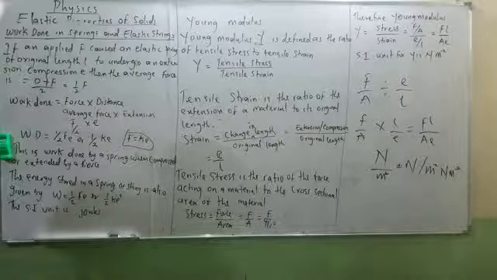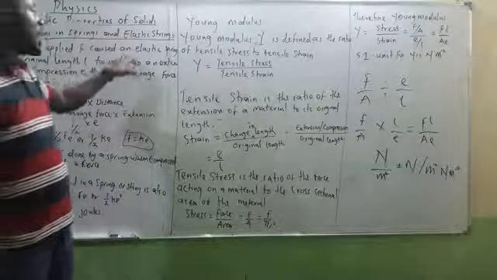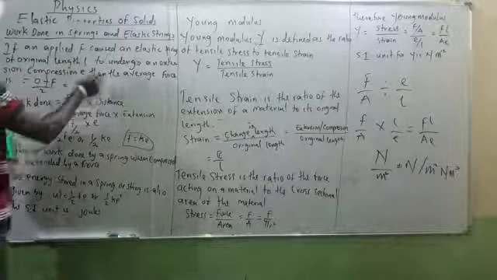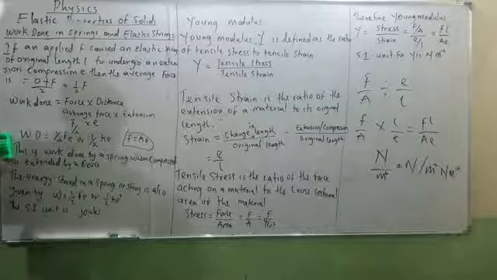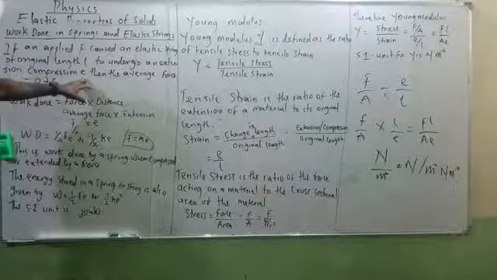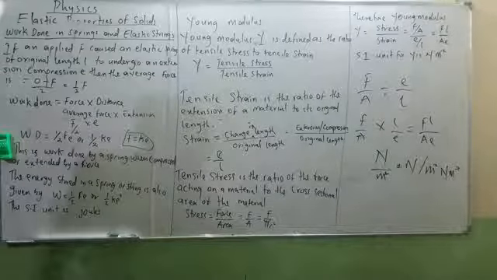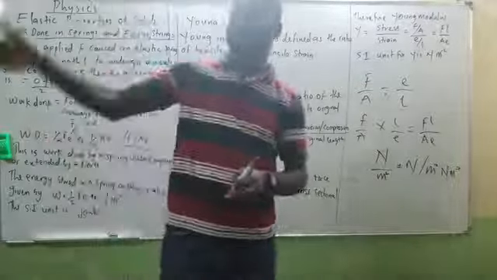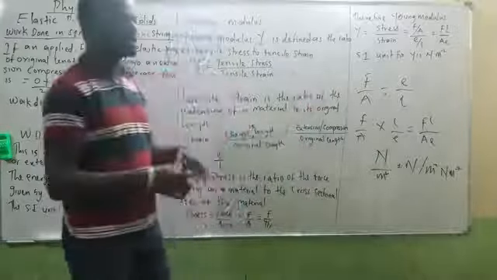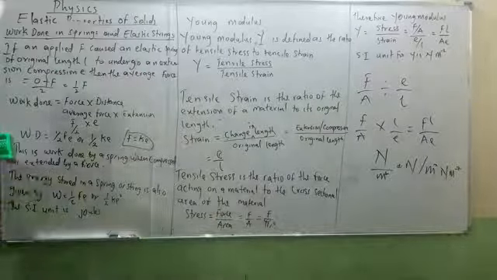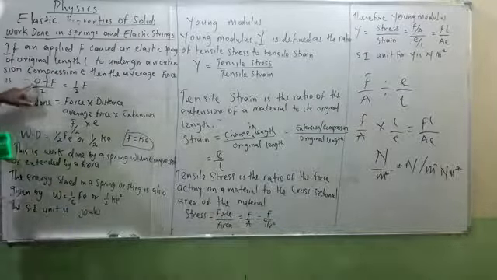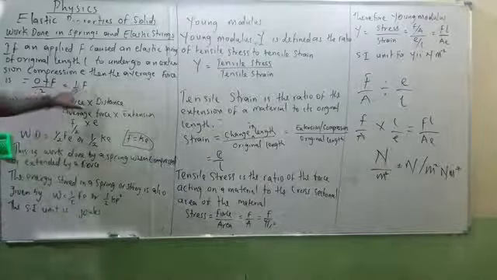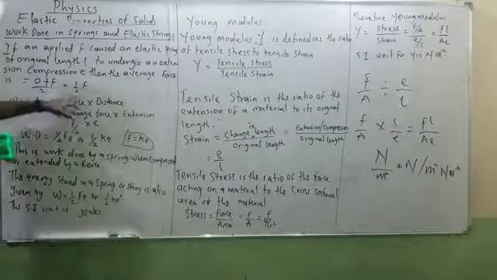Now, if an applied force, which is F, caused an elastic spring of original length L to undergo an extension or compression, which is going to be E, then the average force will be equal to what? I've told you that to find the average of a given thing, you have to find the final plus the initial, divided by 2. It means the average of it is going to be force divided by 2.